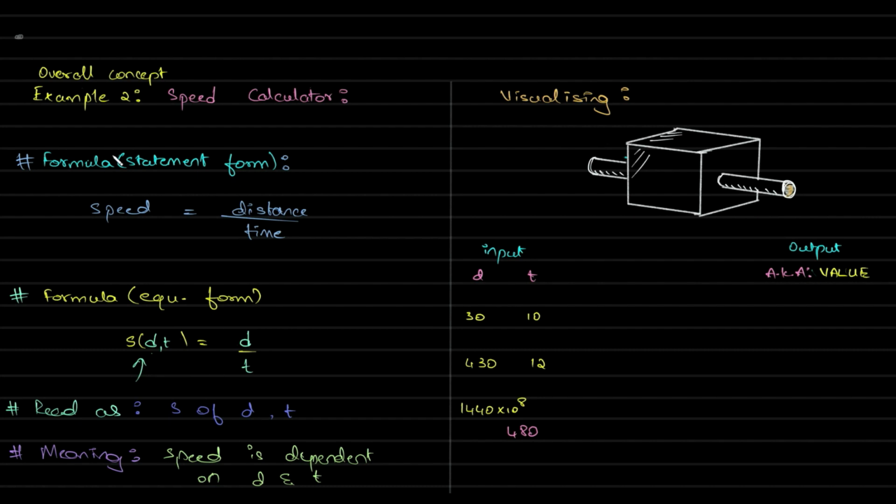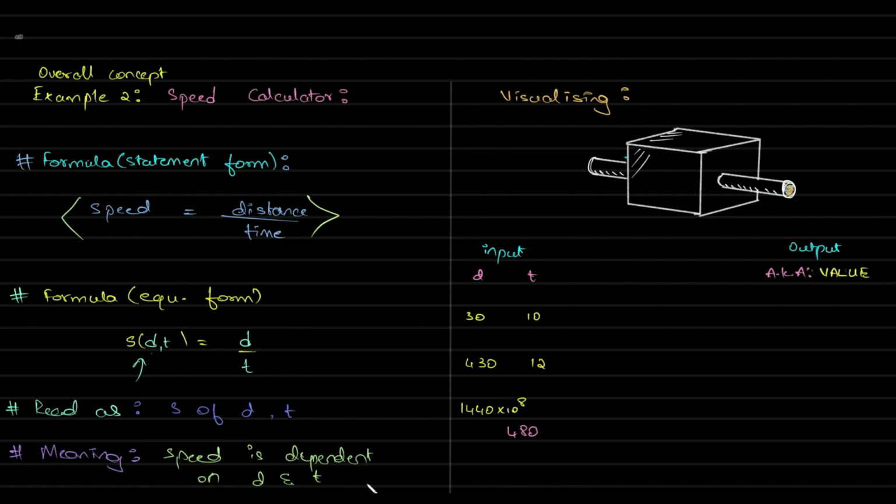So we didn't do any research, we didn't do any analysis, we didn't look at any scenario. It was a straightforward, simple speed calculator because it's already well established that speed is equal to distance by time. We already have the formula, so the research part went away. We directly wrote the formula in statement form, and then equation form.